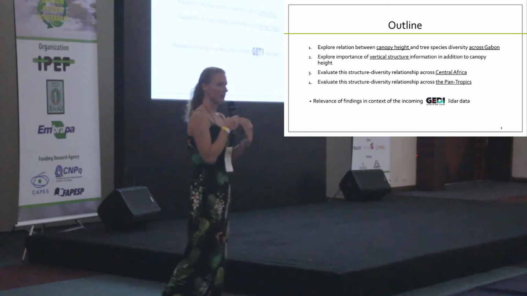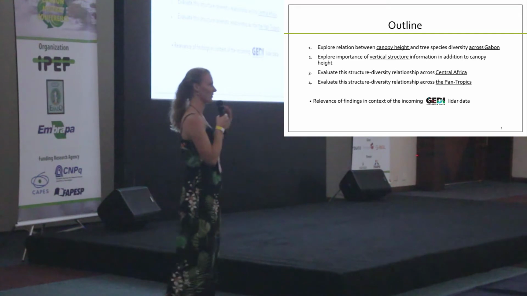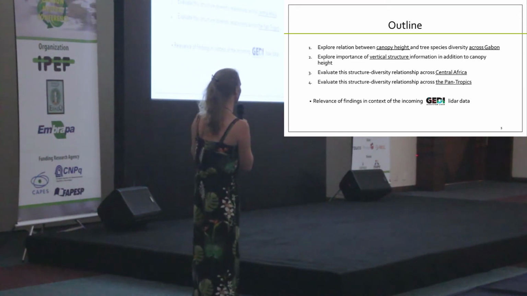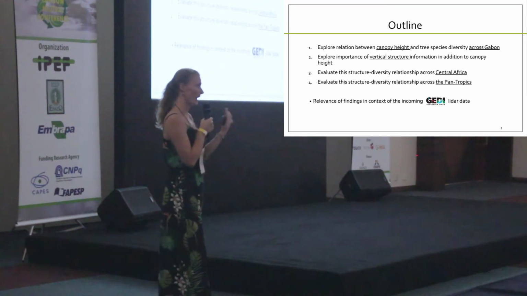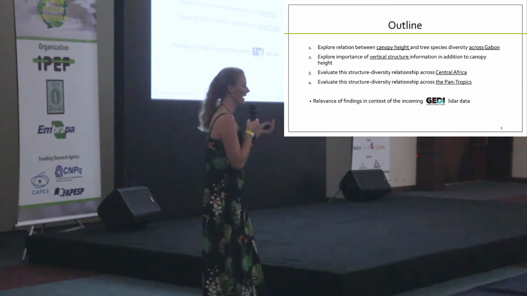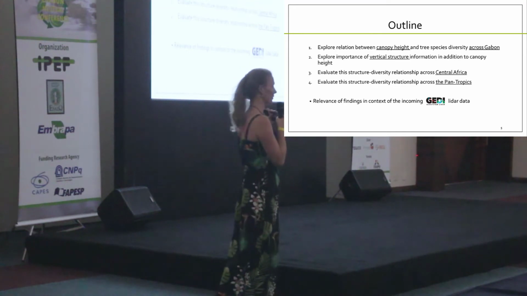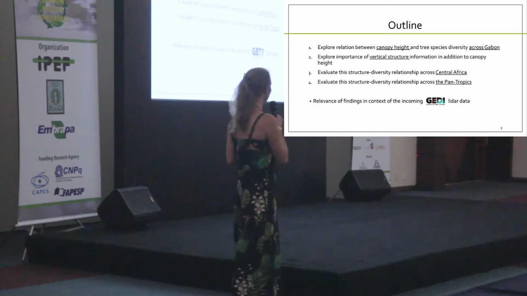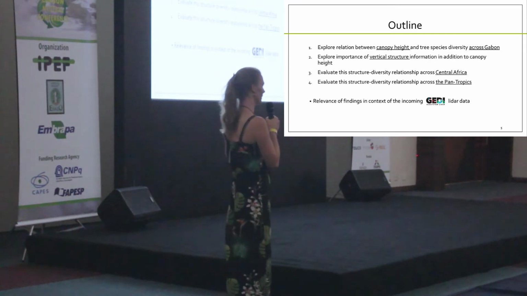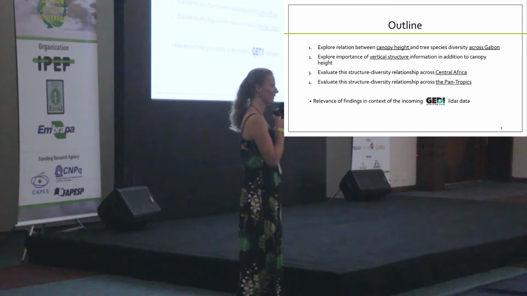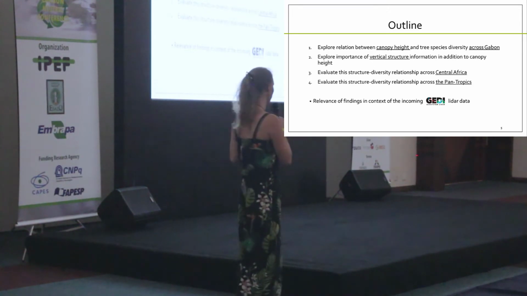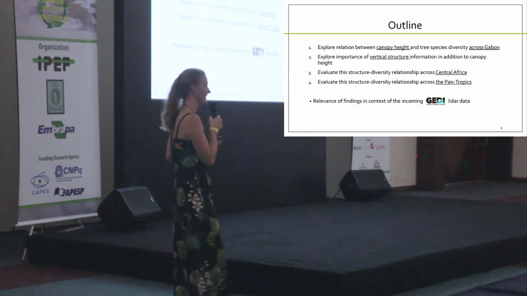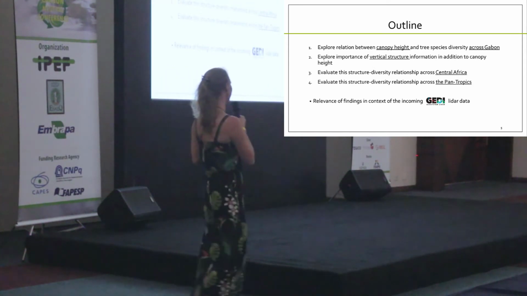So I'm going to show you results of actually two different studies that I pulled together in this presentation. First, I'm going to show you that we explored the relationship between just canopy height and tree species diversity in Gabon, and then we include vertical canopy structure and see how that relates to tree species diversity. Subsequently, we see how this relation holds when we look at it across Central Africa and eventually across the entire tropics.